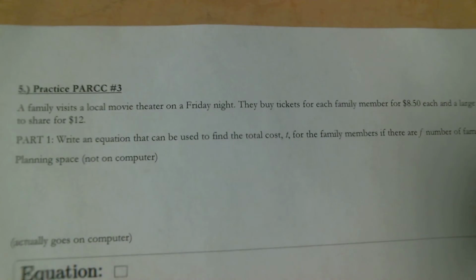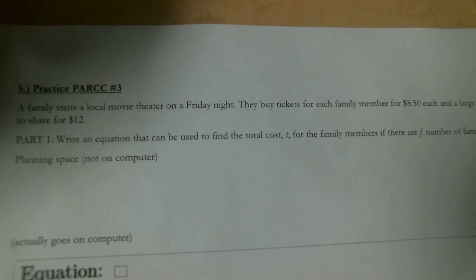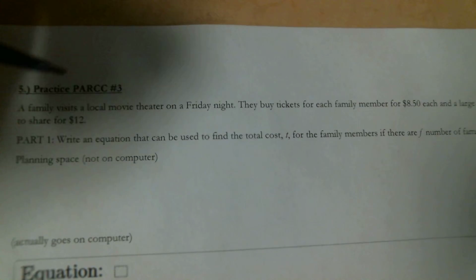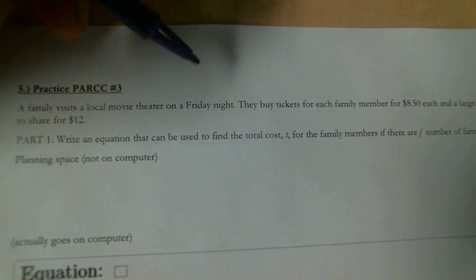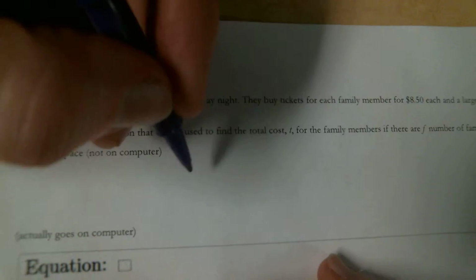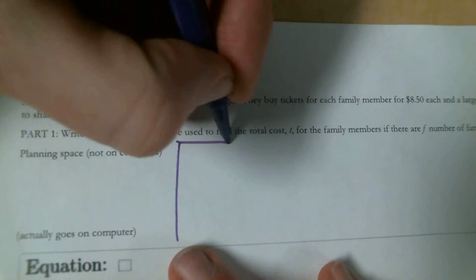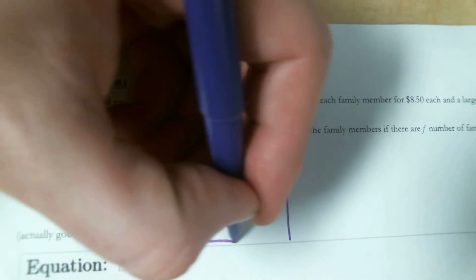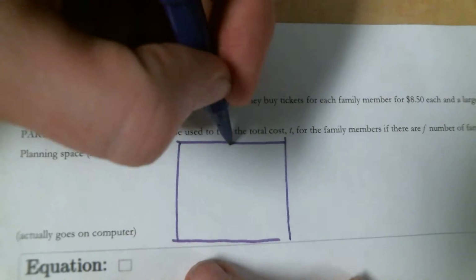All right, so practice number 3 looks a lot like some of the ones we've been working on lately in class. It's asking us to write a 2-variable equation. It gives us all this information up here. So one thing I would press you to do, if you haven't done this, is try to write an equation using a table first.